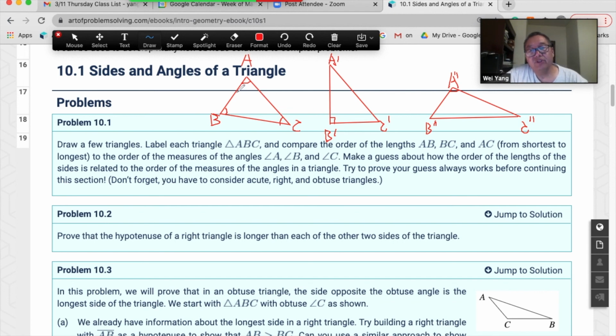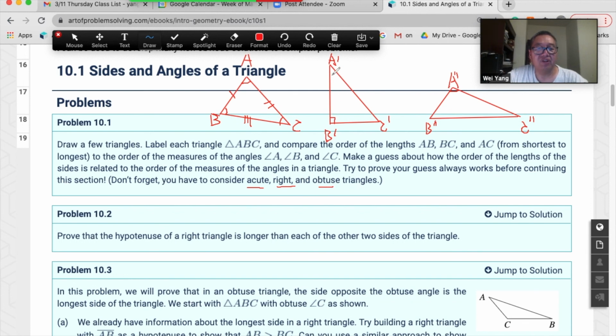So then they said, if you start from the shortest side, suppose AB is the shortest, then BC is the second one, and AC is the longest. Then they encourage you to measure the angles. Then you can guess the angles also follow the same order. The shortest side corresponds to the smallest angle. The longest side corresponds to the largest angle. Then the middle side corresponds to the angle also between these two angles. That's always true. Whatever kind of triangle, acute, right, obtuse, always true.